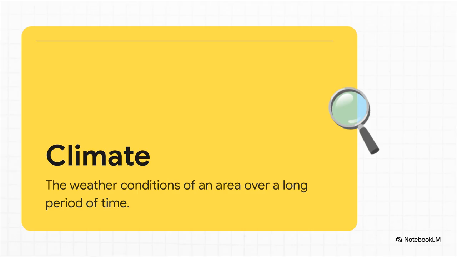But first, let's get one thing straight, because it's super important. The difference between weather and climate. Weather is your mood today. It's sunny, it's raining, it's whatever. Climate is your personality. It's the long-term pattern. We're talking about personality here, the big picture.